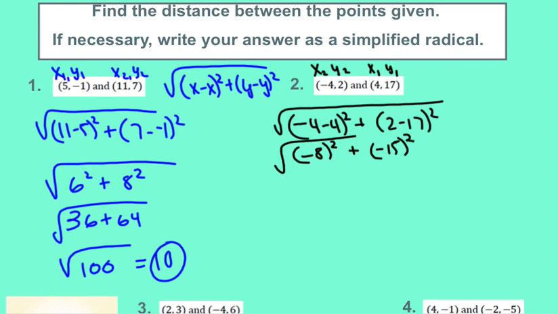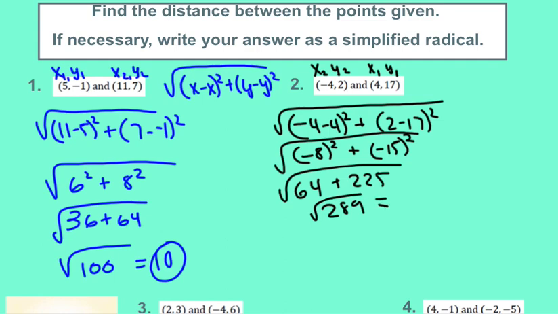Now here's where you have to be careful, because if you put negative 8 squared into your calculator, some calculators will give you negative 64 back, and that's just not true. So that's 64. 15 squared is going to be 225. So add those together, you get 289. So the square root of 289 is going to be 17. So those are the distances.